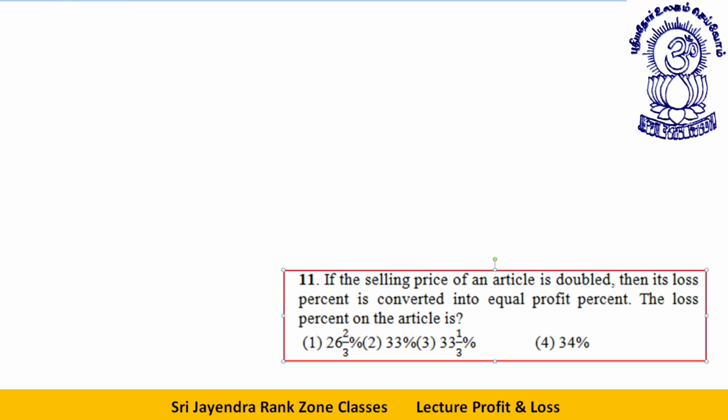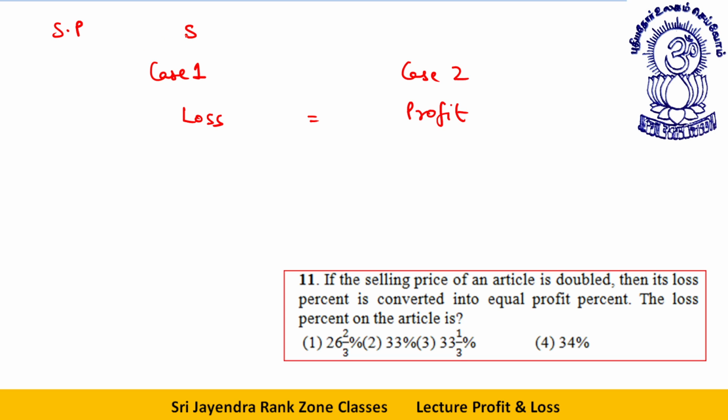This is a good question. If the selling price of an article is doubled, then its loss percent is converted into an equal profit percent. The loss percent on the article is? First of all, let's say there are two cases, case 1 and case 2. Here there was some loss, here there is some profit. Okay, let's talk about the selling price.